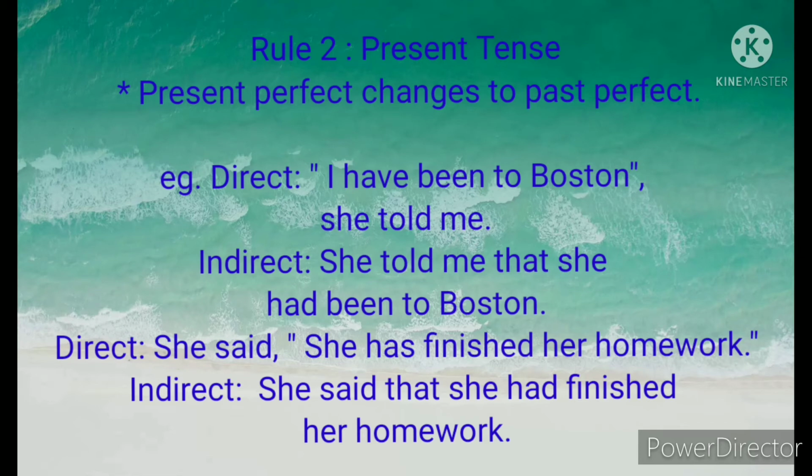And look at the second example, direct speech. She said, she has finished her homework. Here, said is the reporting verb. It is past tense. And so, the reported verb has finished also should be changed into the past form. So, indirect speech is, she said that she had finished her homework. Has finished is present perfect and had finished is past perfect.